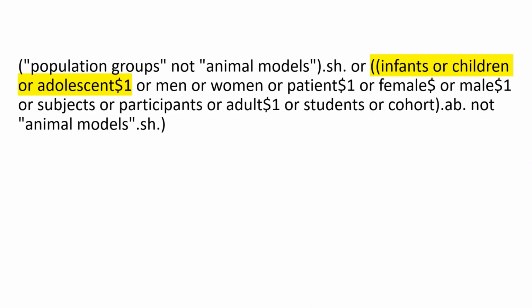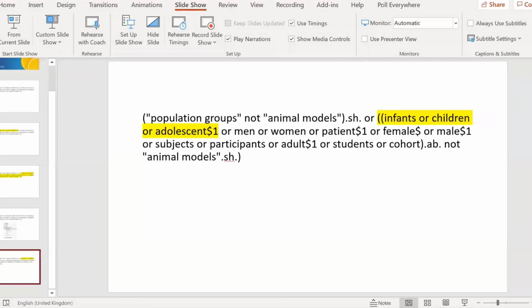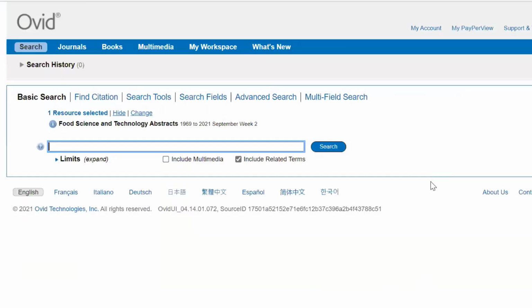So that's just explaining why you have the different forms for the different terms. Of course, if you come up with a different formulation that works better for you, then it's appropriate to use it. But in all the research that I've been doing, this has been the way that has worked best. So now I'm going to go into FSTA on Ovid and demonstrate how you use this.